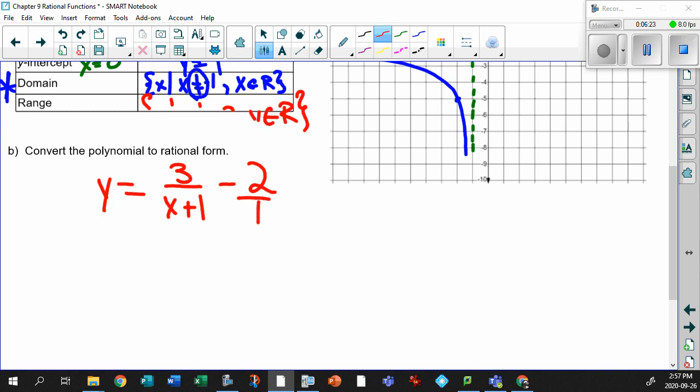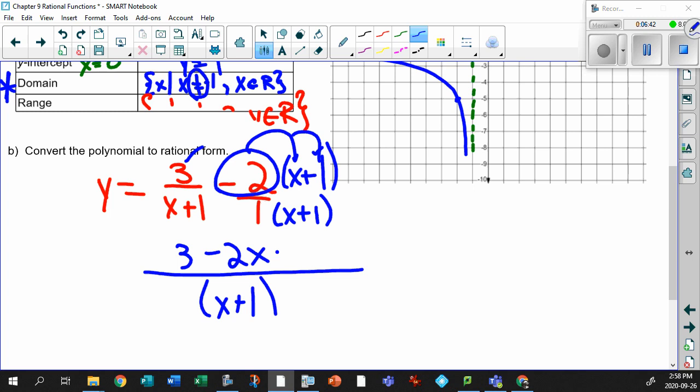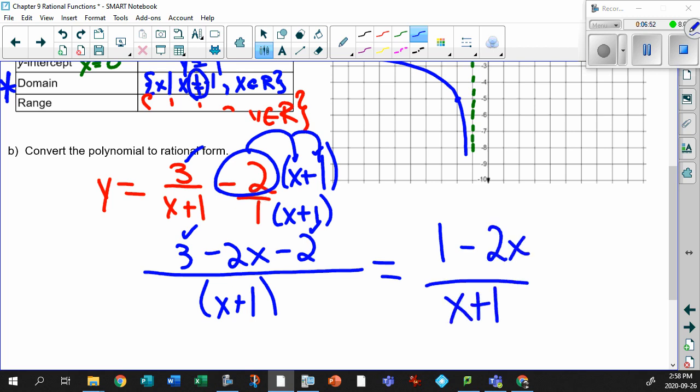And what you learned last year, common denominators, right? Multiply this to get a common denominator. So that means this whole thing is over x plus 1. And check this out. This is the 3 right here. There's the minus 2 that you're going to distribute in, giving you minus 2x minus 2, combine like terms. 3 minus 2 is 1, minus 2x over x plus 1. That's what it looks like.